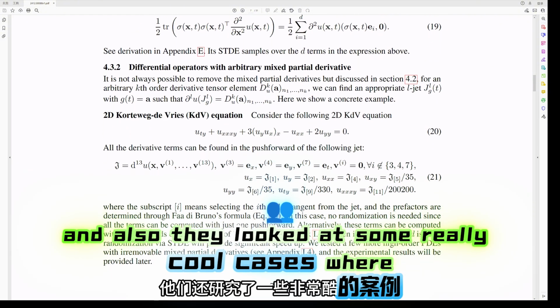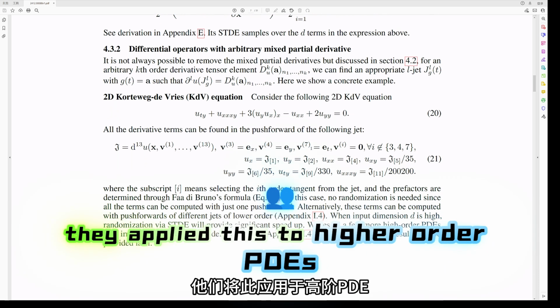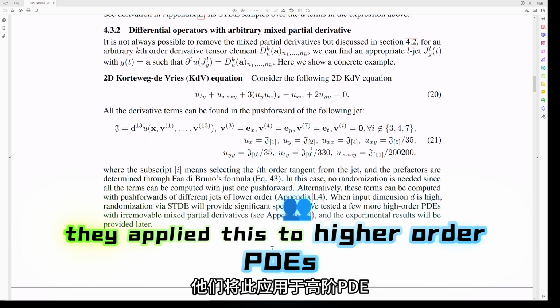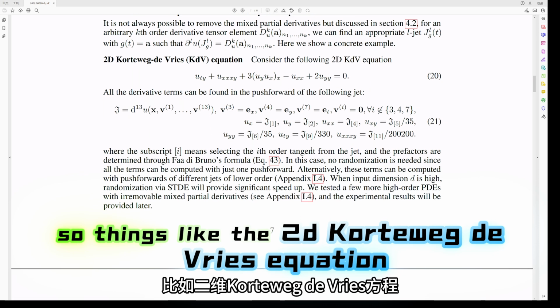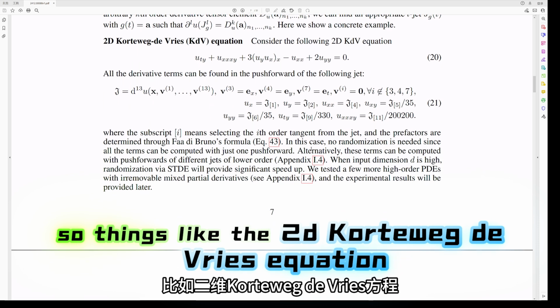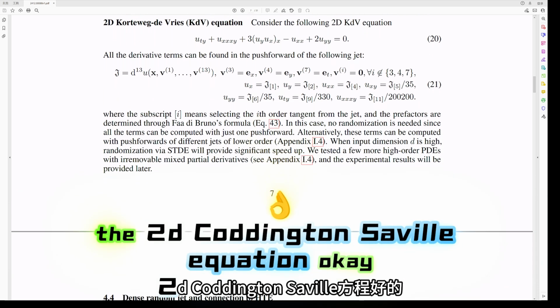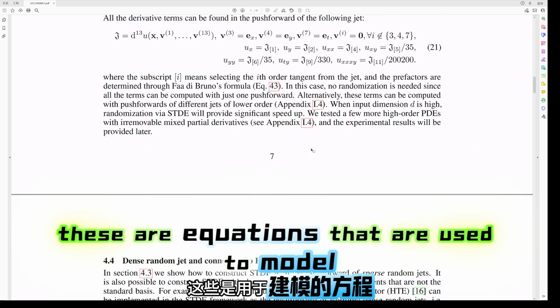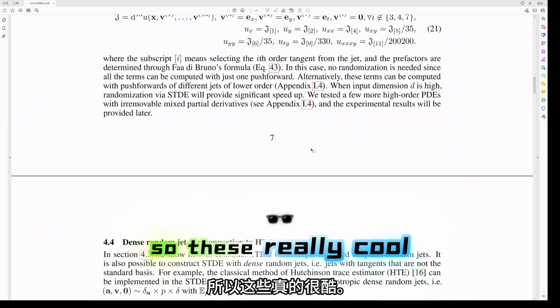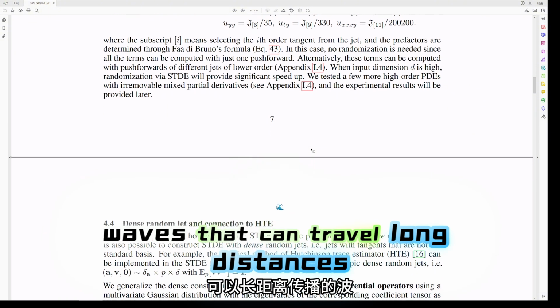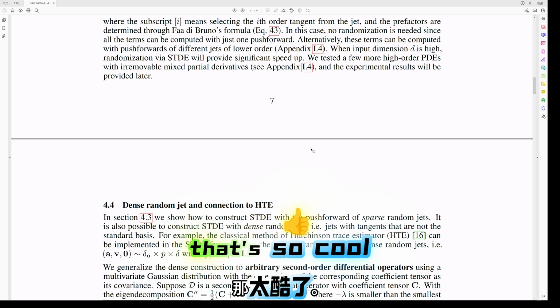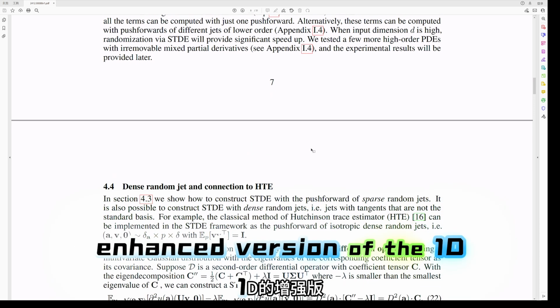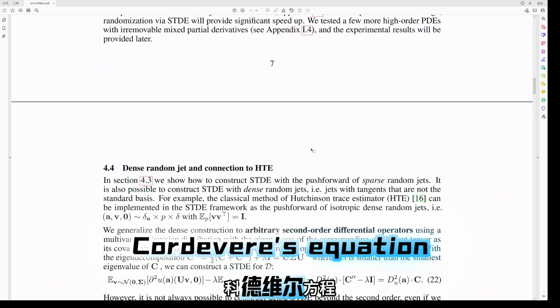Also, they looked at some really cool cases where they applied this to higher order PDEs. Things like the 2D Korteweg-de Vries equation, the 2D Kadomtsev-Petviashvili equation. These are equations that are used to model nonlinear wave phenomena. So there are really cool waves that can travel long distances without changing their shape. That's so cool. And they even looked at a gradient enhanced version of the 1D Korteweg-de Vries equation.